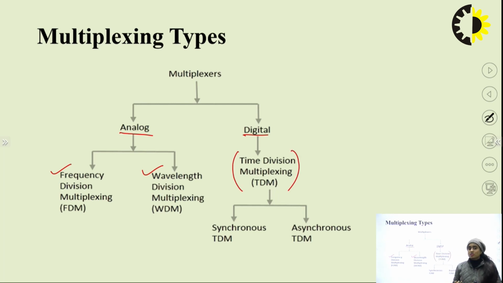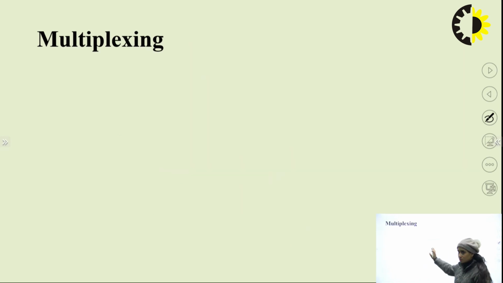Although most of us majorly know about TDM and FDM, that is time division and frequency division multiplexing, yes, WDM is also a kind of analog multiplexing. And TDM can further be divided as synchronous and asynchronous. So in our lecture, we'll specifically focus on TDM. Before that, I would like to give a brief overview of how TDM and FDM are different from each other. So I've chosen a blank slide for it.